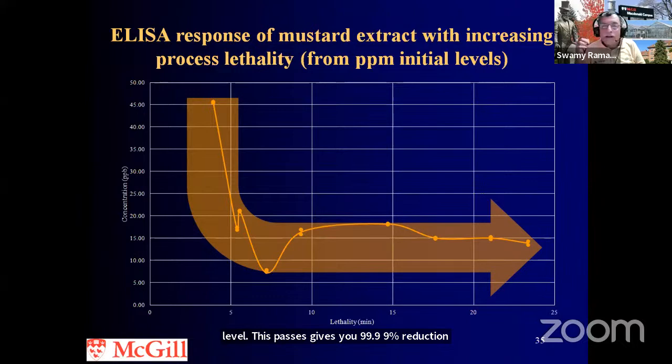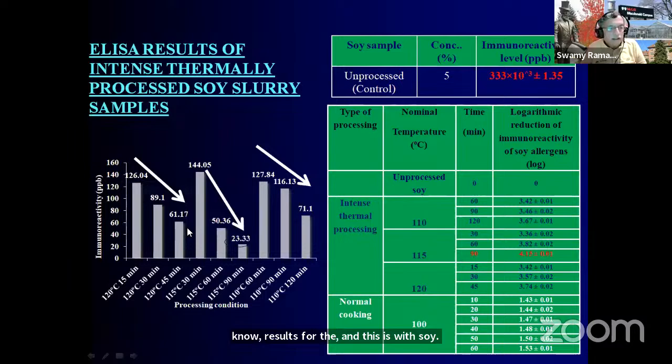If you can go further like this and reduce the allergen level, maybe allergen-sensitive people may also be able to consume these products. So this is the ELISA result for the allergen, and this is with soy. Same thing: you have different temperatures here, and the reduction in the immunoreactivity is again in ppb levels.